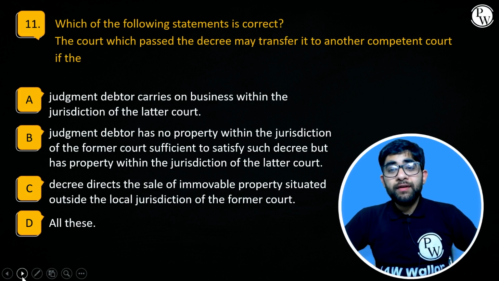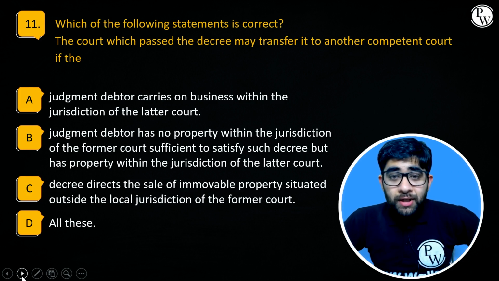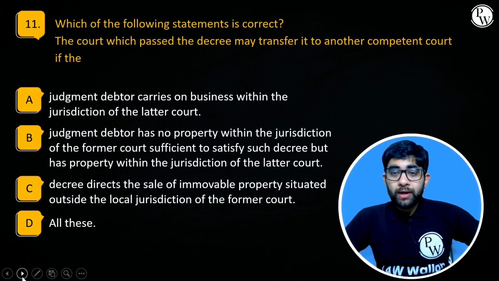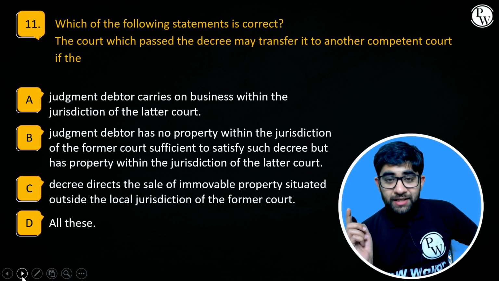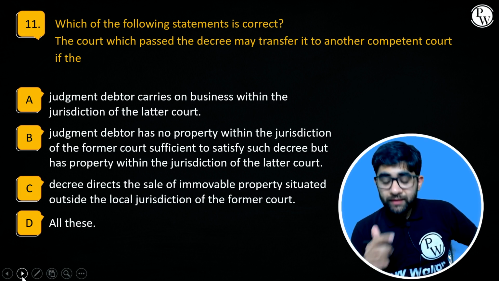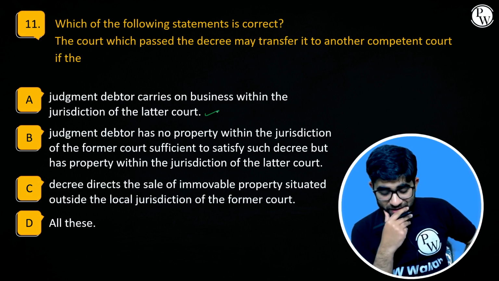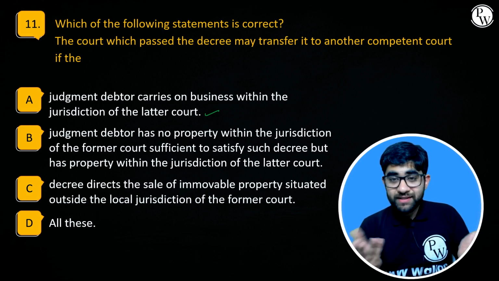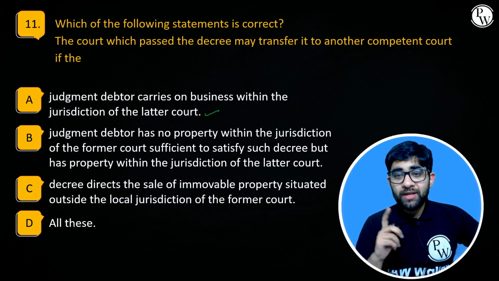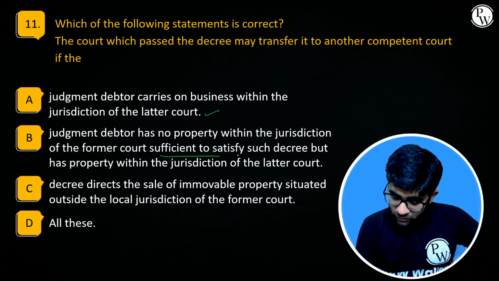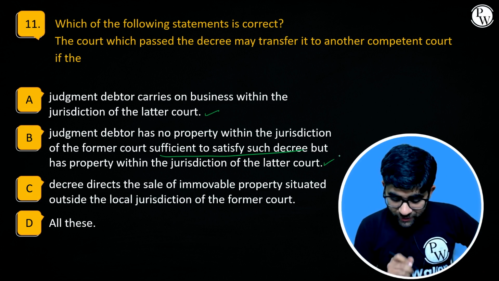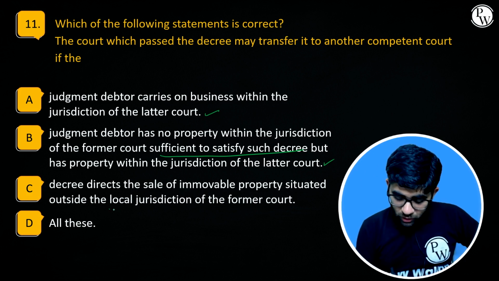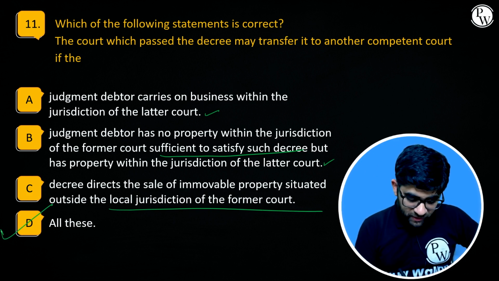Next, which of the following statement is correct? The court which passed the decree may transfer it to another competent court if the judgment debtor carries on the business within the jurisdiction of the latter court. It is correct. Judgment debtor has no property within the jurisdiction of the former court sufficient to satisfy such decree, but has property within the jurisdiction of the later court sufficient to satisfy. It is also correct. Decree directs the sale of immovable property situated outside the local jurisdiction of the former court. The answer is all of these.